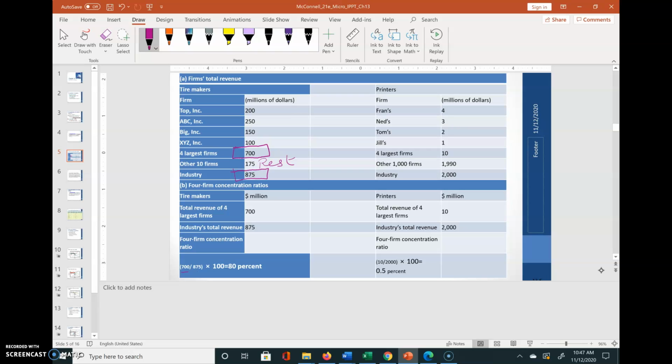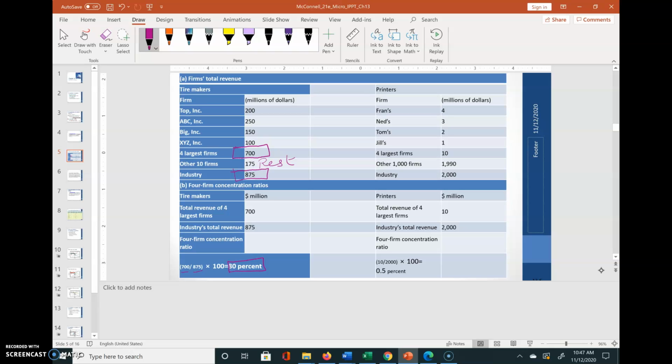Now the four-firm concentration ratio is 700 over 875 times 100. This is 80%, indicative of an oligopoly market structure, because these four firms have a considerable share of the market.